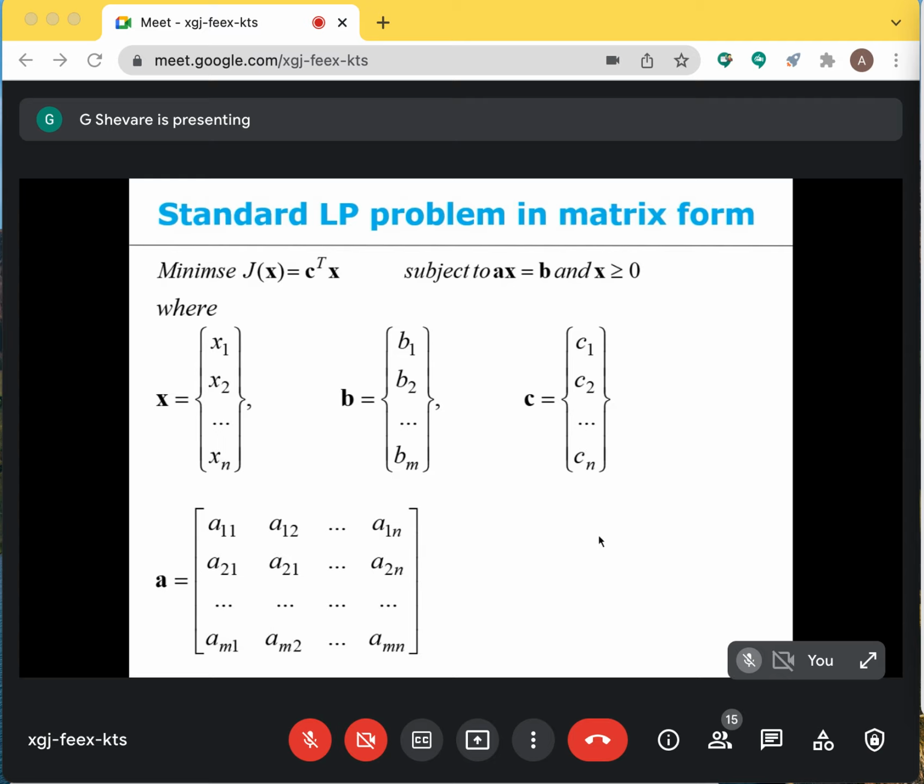Anyway, having said this, just to get used to it, many times linear programming is written in matrix form. So bold X represents all design variables xn. B is the right hand side of the equality constraints. C are the coefficients of the cost function which define the cost. And A is a matrix which is m by n.